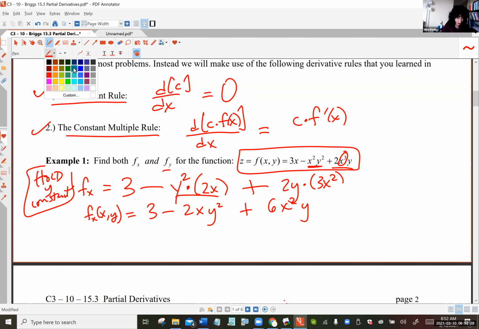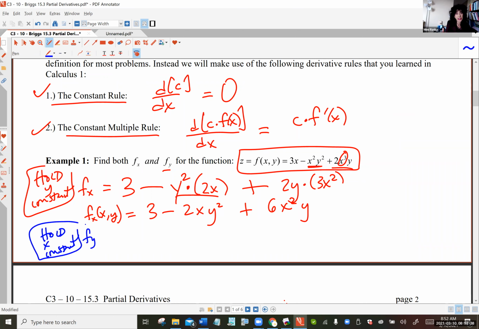Okay, let's get the other partial then. So now we're going to get fy. This time you're going to put on a different set of glasses where when you look through this set of glasses, the x's all look like a constant, like a 2. And you're going to differentiate everything with respect to y. So here we go.